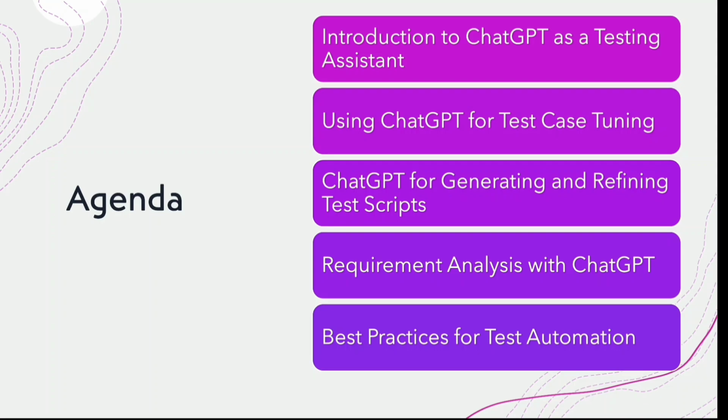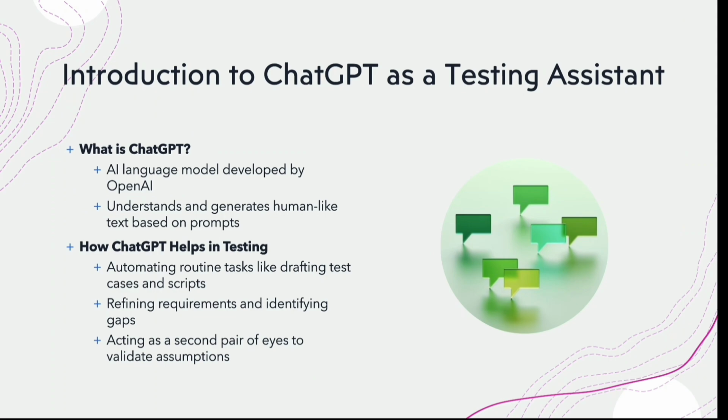Okay guys, so let me introduce ChatGPT as a testing assistant. So what is ChatGPT basically? ChatGPT is nothing but a tool. It is an AI tool, and it helps you by giving a proper response based upon your prompt. ChatGPT uses an LLM, a language model, and that language model improves day by day.